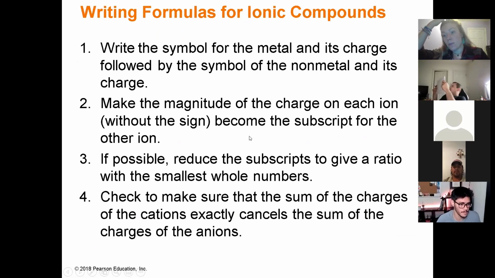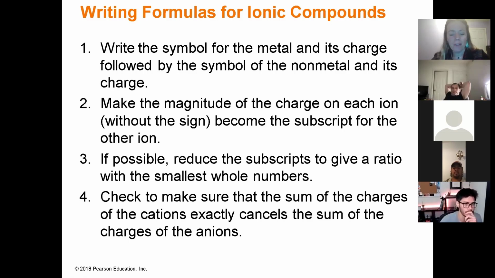So the system for writing the formula goes as follows. Write the symbol for the metal and its predictable charge. Write the symbol for the nonmetal and its charge. Then make the magnitude of the charge of each ion, without the sign, become the subscript of the other ion. Oh my gosh, that makes perfect sense, right? No. What you're going to do is take the numbers and flip-flop them to the subscript of the opposite thing. Why are we doing that? That's the fastest way to get a charge neutral molecule. If possible, reduce the subscripts to give a ratio with the smallest whole numbers. Check and make sure that the sum of the charges equal each other.